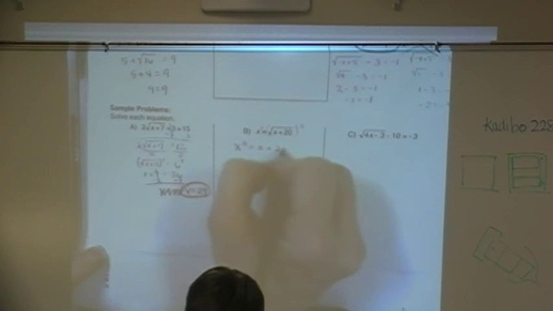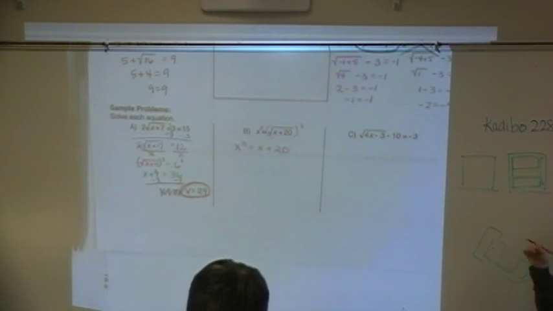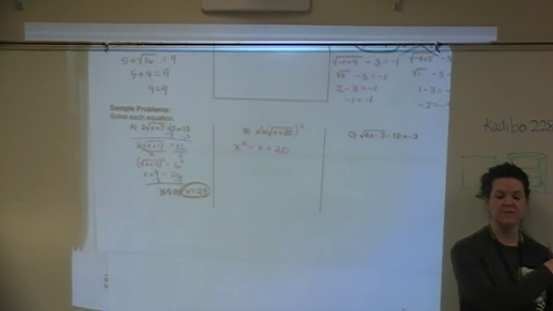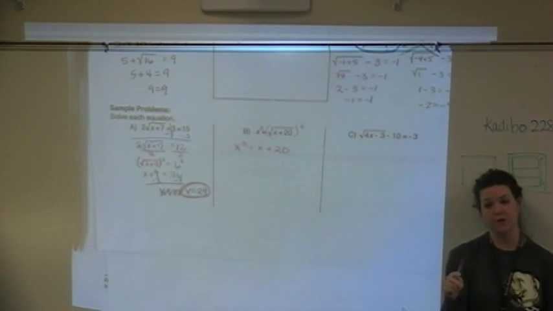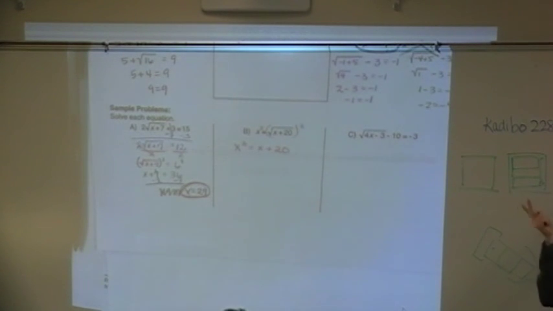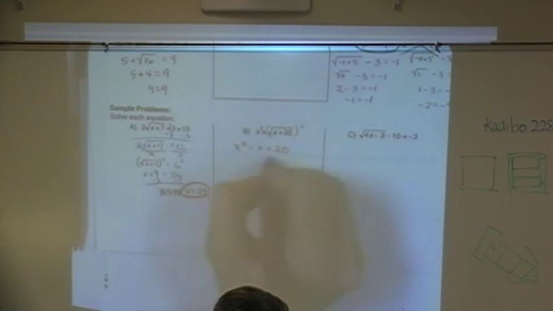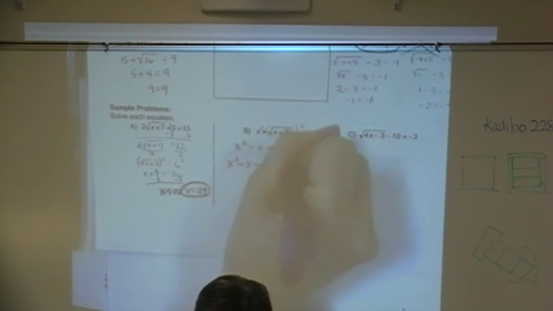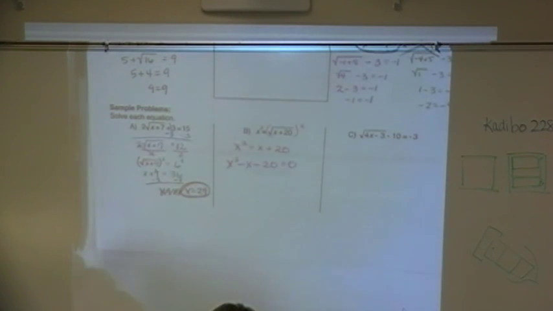Yep. I'm going to move everything, because anytime you get to a situation like this where it's a quadratic, everything has to go to one side because you're either going to factor or you're going to use the quadratic formula. And either of those require that it's set equal to 0. So I'm going to move everything over. That makes it x squared minus x minus 20. Minus 5 plus 4.